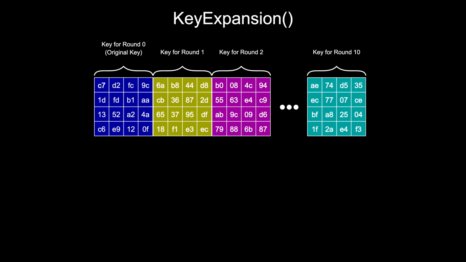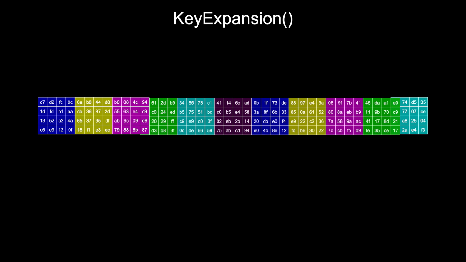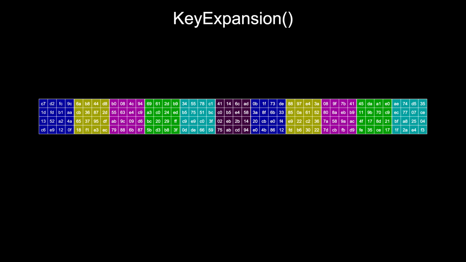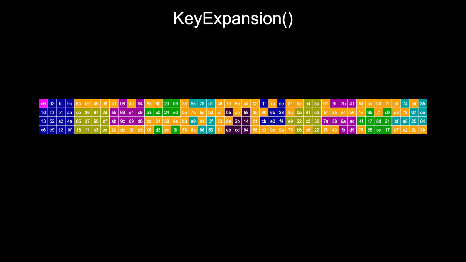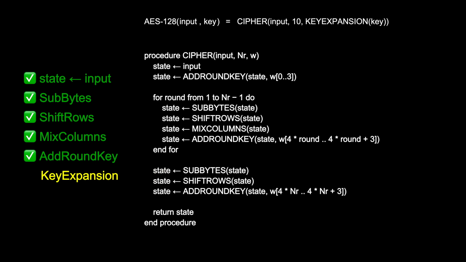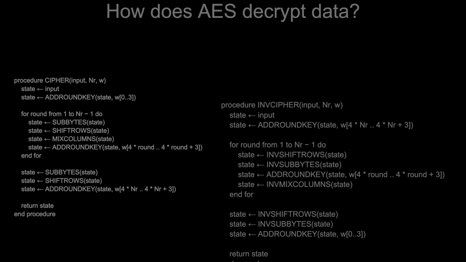Now let me show you how much confusion we have achieved. Let me change the first bit in the original key, and here are the affected bytes. Great! Now we've covered all the main parts of the encryption process. Hopefully you have a good idea of what's going on.